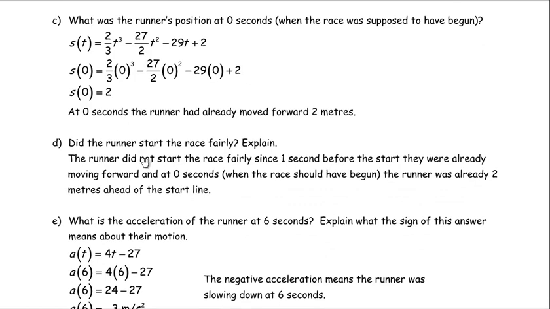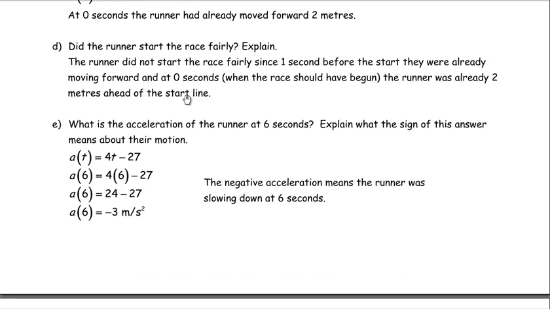So that's what D actually asks to explain. They false started because they started moving a second before they're supposed to, and at the beginning of the race they're already 2 meters ahead of the starting line. And one more question about E. What's the acceleration of the runner at 6 seconds? Explain what the sign of this answer means about their motion.